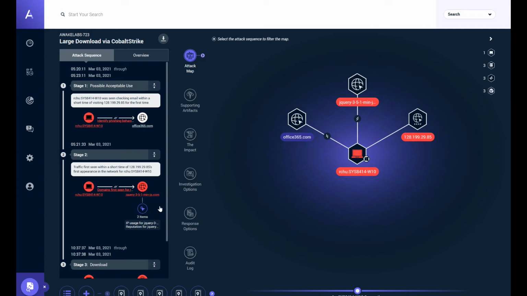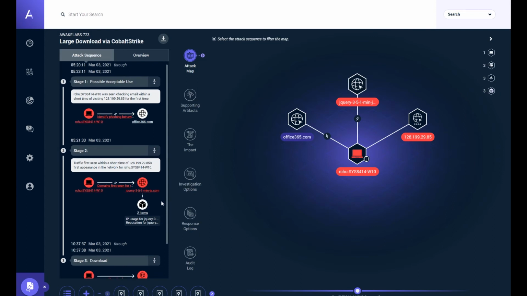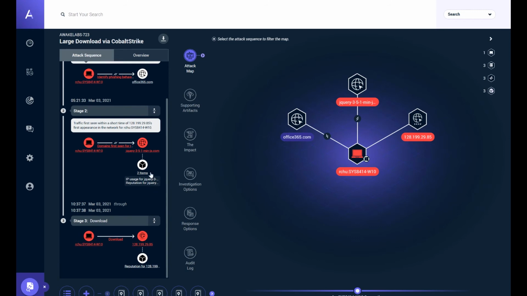So you may very commonly see jQuery in network traffic. However, there's no official jQuery domain that's based on a particular version of jQuery. So, funny little trick there. And then finally, we see the download from this IP address where the download occurred from.